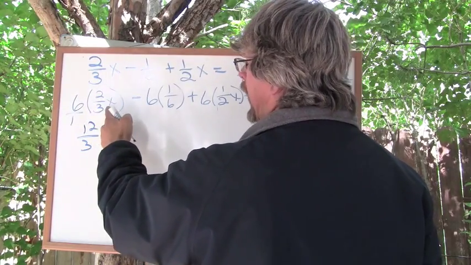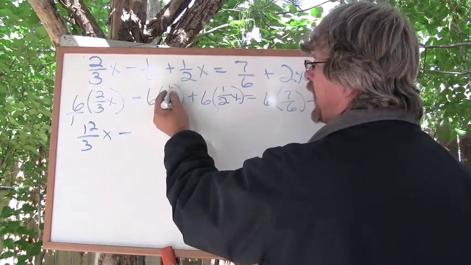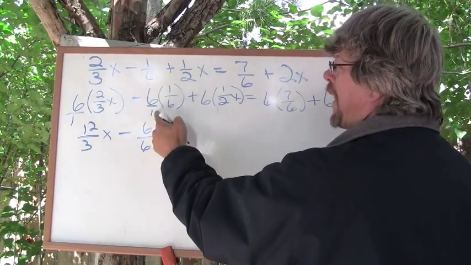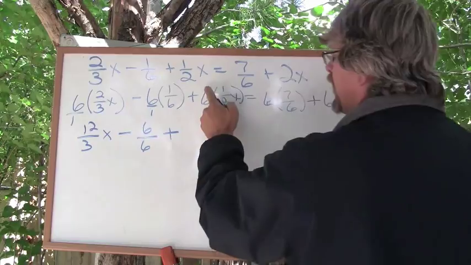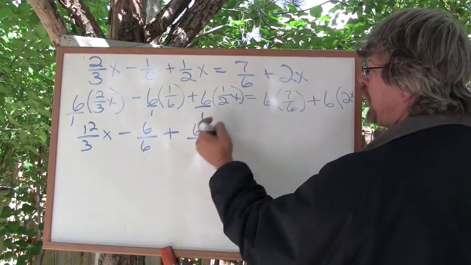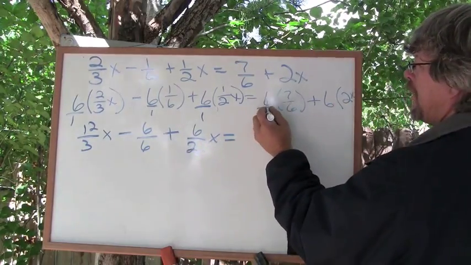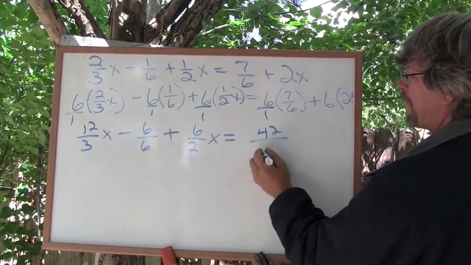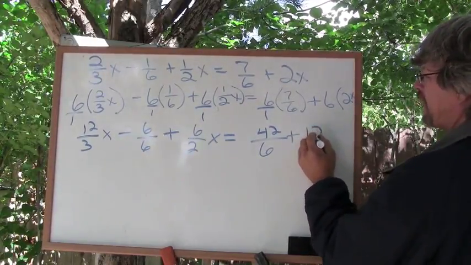6 times 2 is 12, and you don't multiply the 3. The 3 times 1 is 3. 12/3 x minus 6 times 1 is 6, and there's your denominator, because this is 6/1 in reality. 6 times 1 is 6, 1 times 6 is 6, plus 6 times 1 is 6, and 1 times 2 is 2x. Don't forget your x, equals, this is 6/1, 6 times 7 is 42, over 1 times 6 is 6, plus 6 times 2x is 12x.